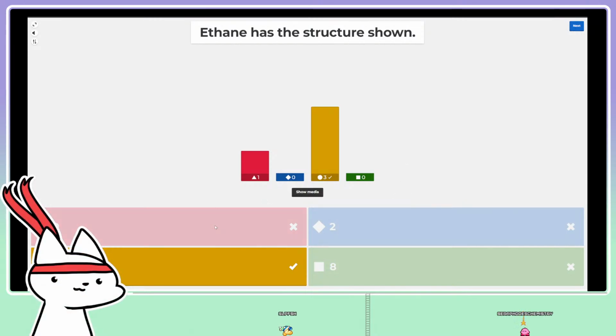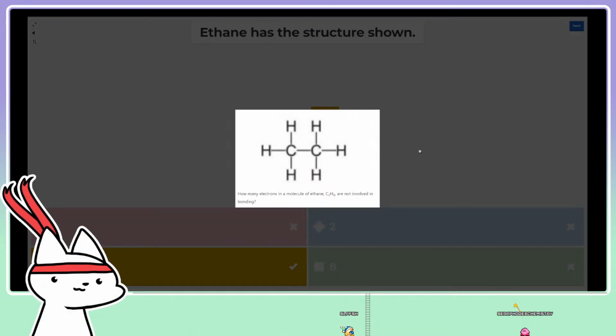So the red one is correct if they use the words how many valence electrons are not involved in bonding. The answer will then be red. But in this case, if they just say electrons in general, we need to count the inner layer shells.